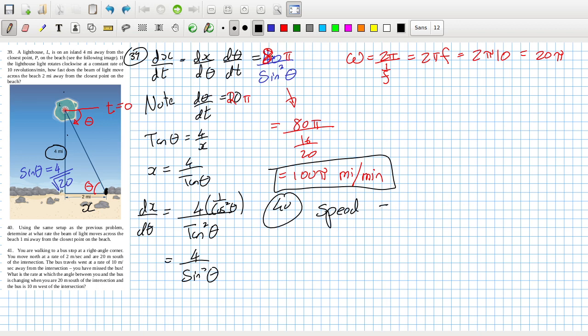I'll just go back to this formula. It wouldn't be 80 pi, it'd be 20 pi. And the sine squared would be different, because it'd be 1 and 2. So that is root 5. So that's 1 over root 5, or 1 over 5. Oh, really? The same answer? 100 pi miles a minute?